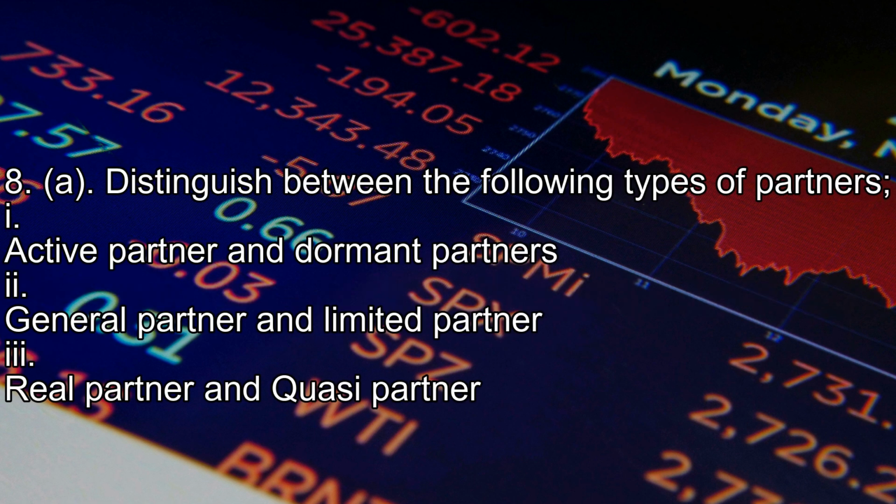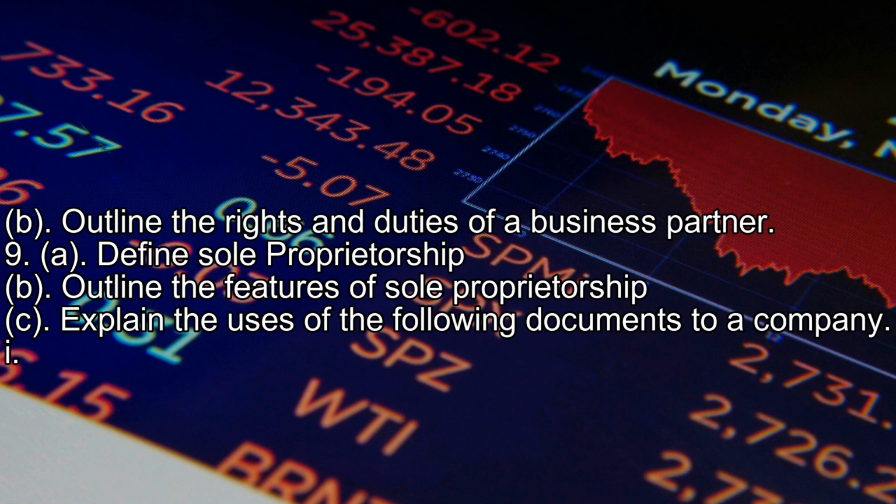8. A. Distinguish between the following types of partners. I. Active partners and dormant partners. Roman 2. General partner and limited partner. Roman 3. Real partner and quasi-partner. B. Outline the rights and duties of a business partner. 9. A. Define sole proprietorship. B. Outline the features of sole proprietorship.